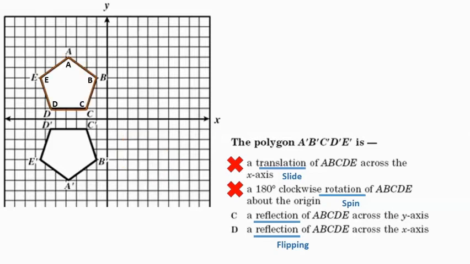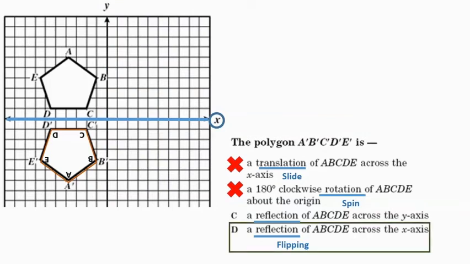Let's check C and D. So either it's going to be a reflection across the y-axis, or it'll be a reflection across the x-axis. Because my figure is below it across the x-axis, I'm pretty sure that's where my reflection will be. But let's check. So I'll reflect my shape, and it matches perfectly when it goes across the x-axis. So my solution is that pre-image A, B, C, D, E gets reflected across the x-axis.